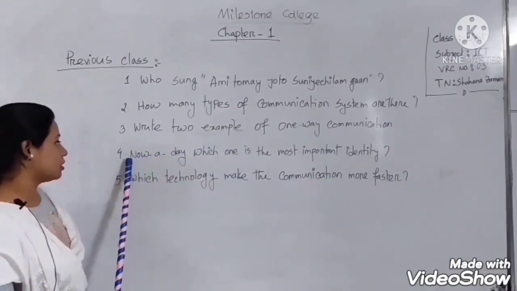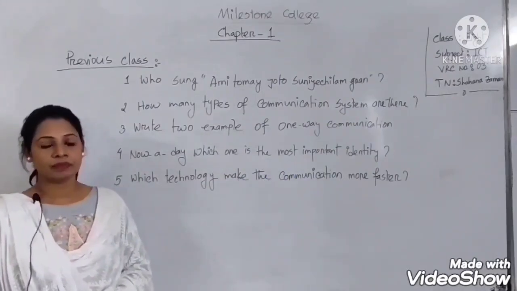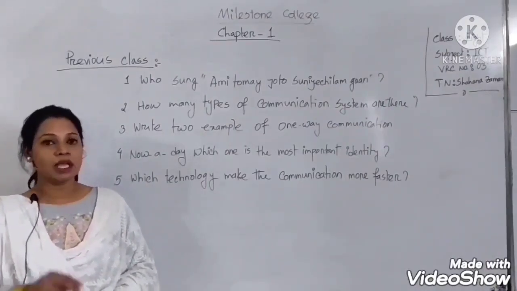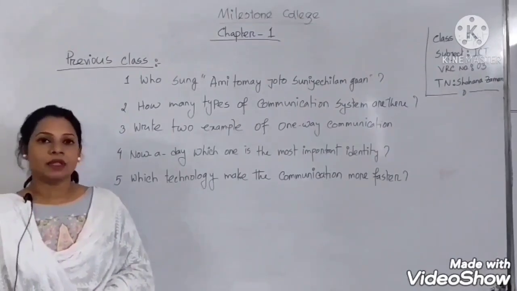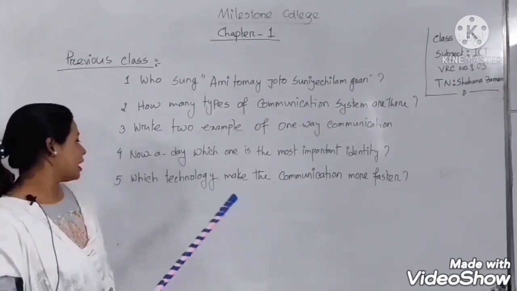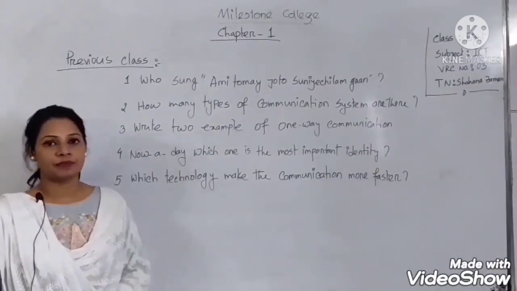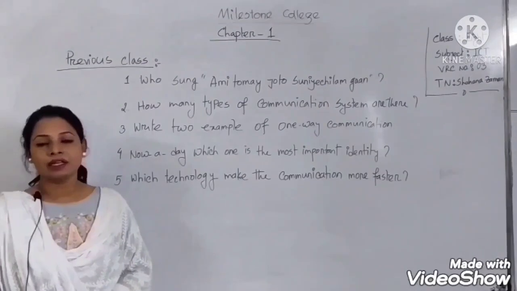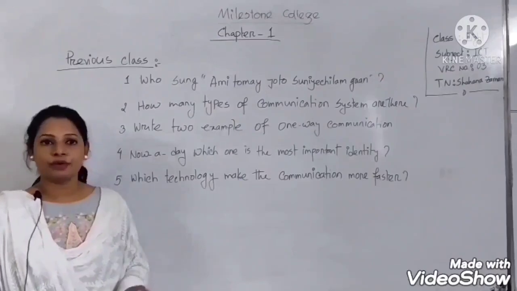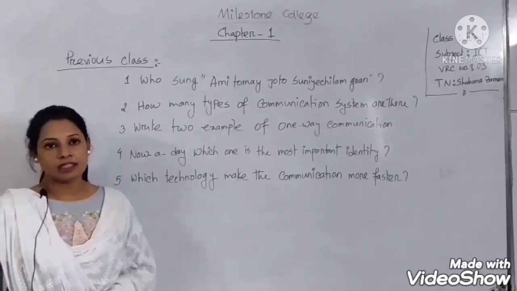Coming to question number 4: Nowadays, which one is the most important identity? Think, what is it? Yes, it is the email address. Once upon a time, your name was the only identity. But now, the email address is the most important identity of a person. And the last question: Which technology makes communication faster? Social networks make the communication system faster. Students, I know you have learned the lesson clearly, so give attention to the next lesson.